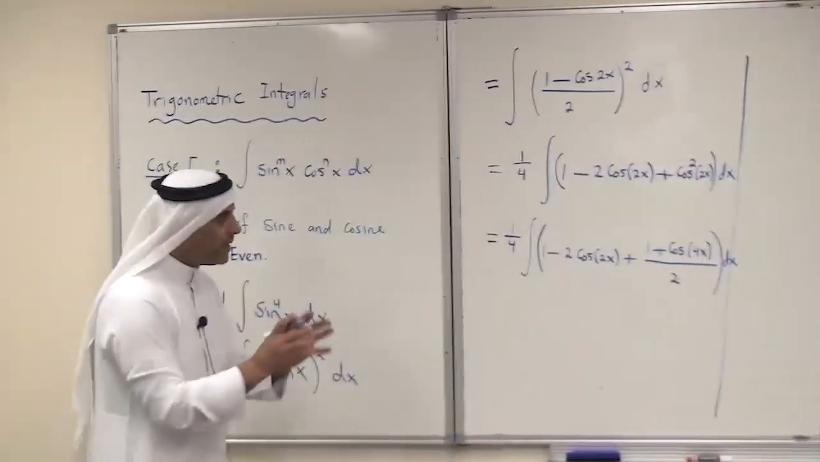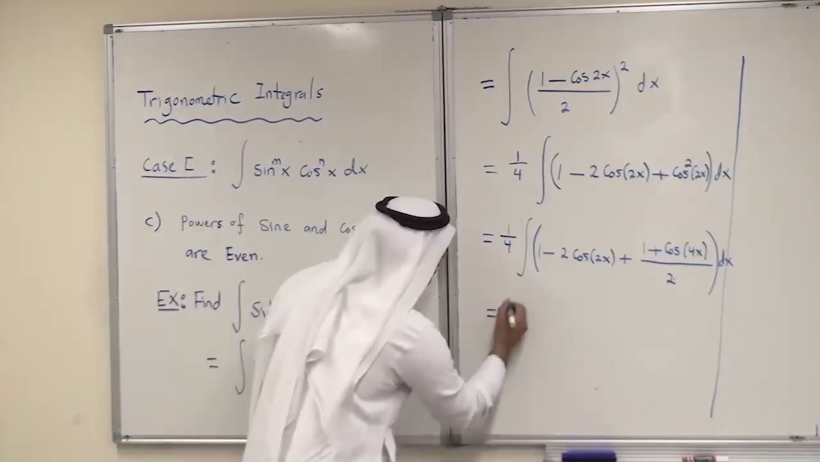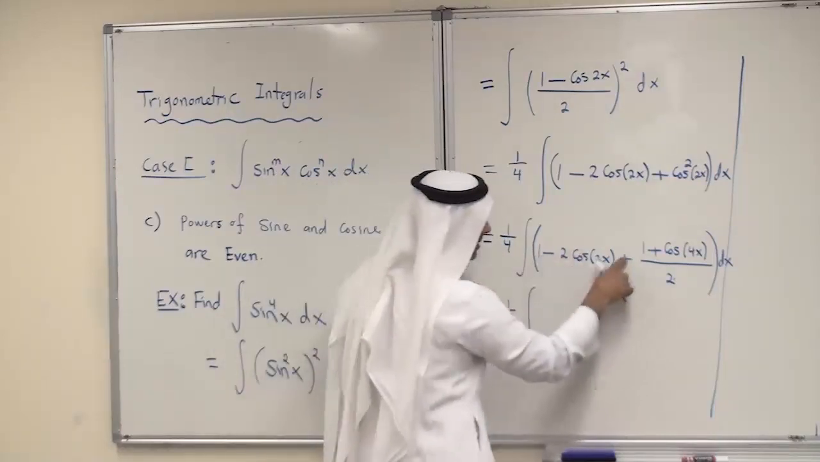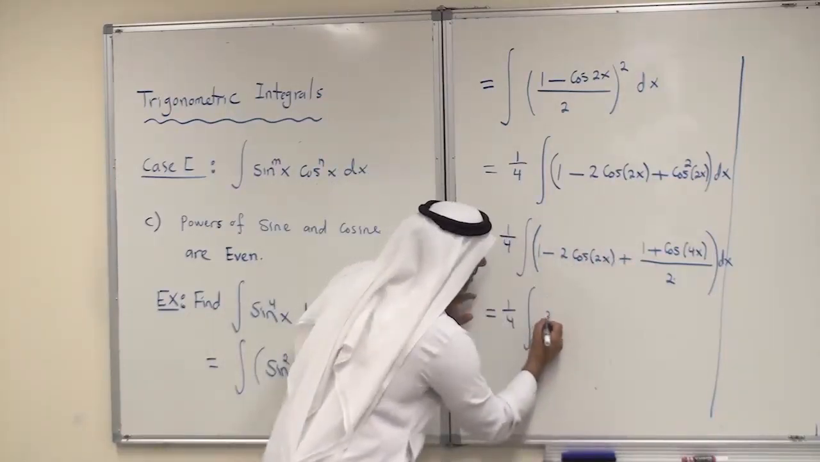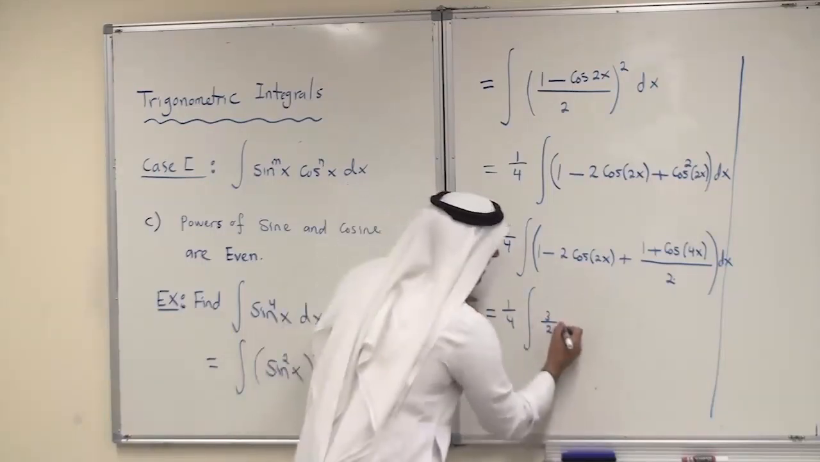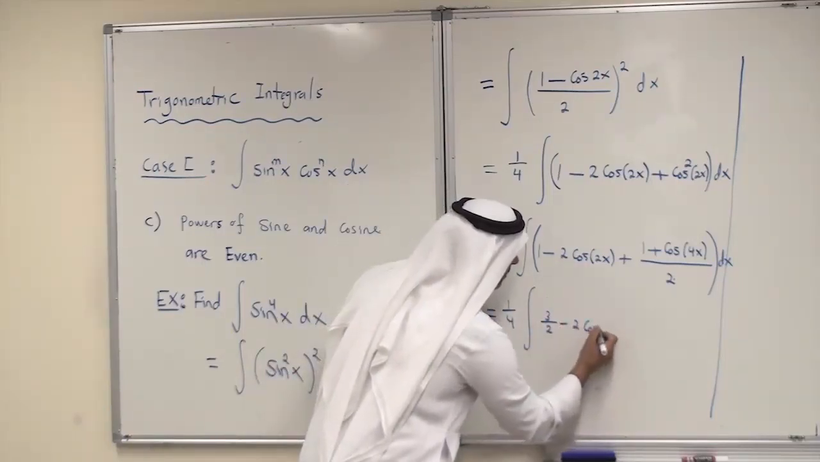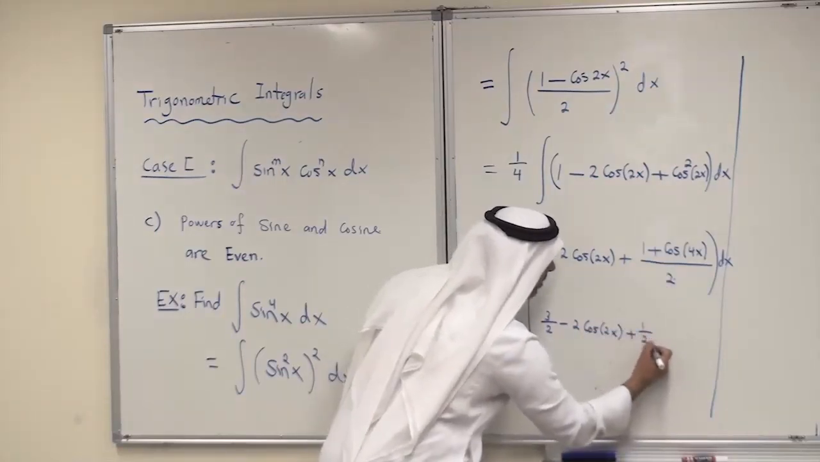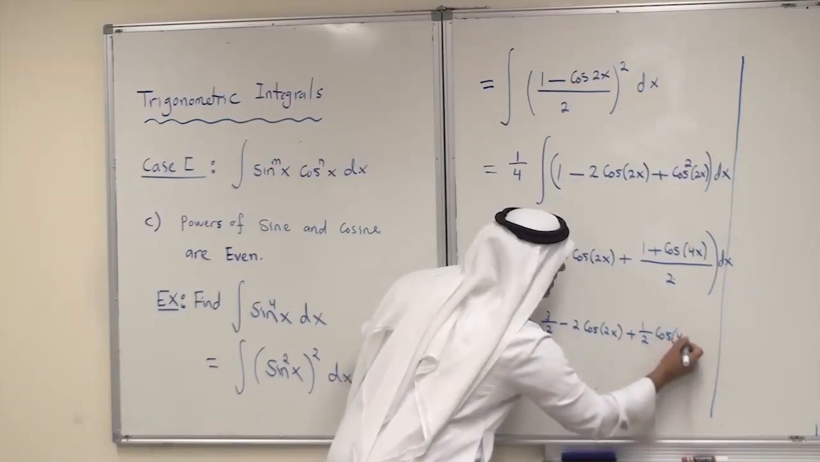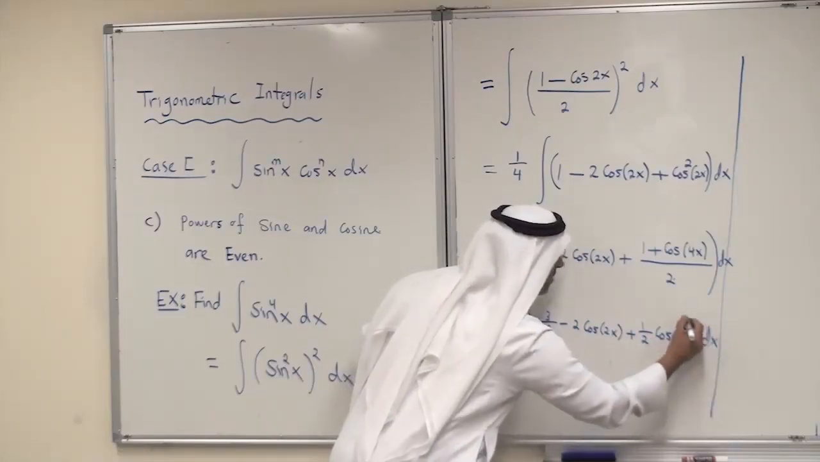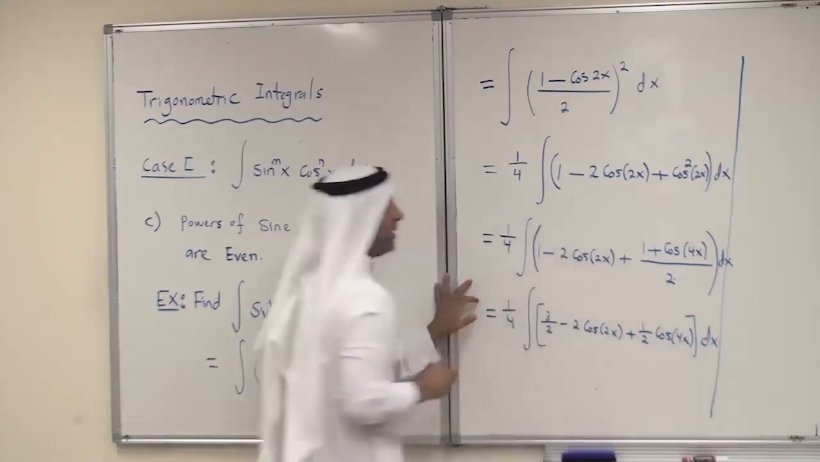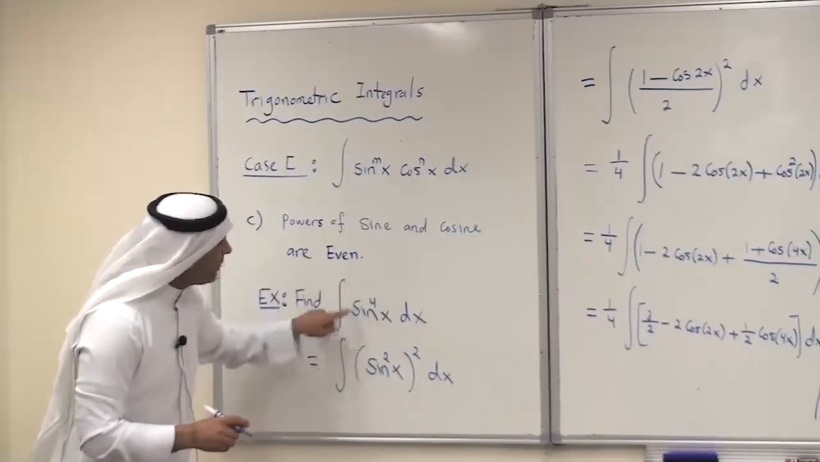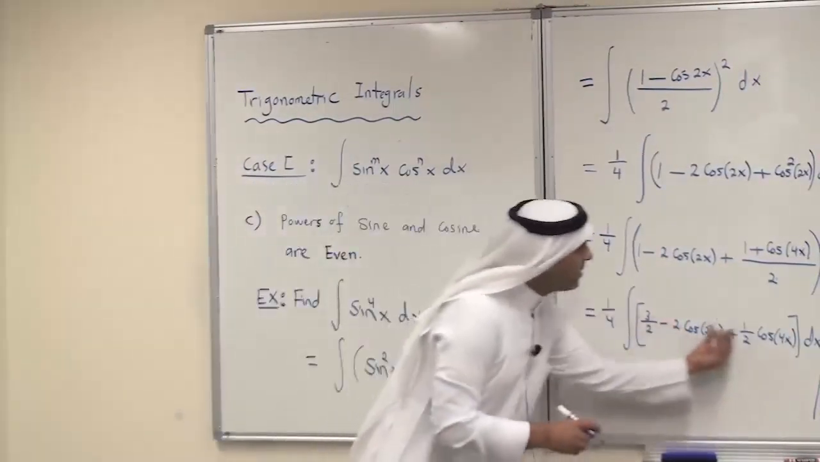Let us simplify more and then get the answer. Look, I have 1 over 4 times the integral of 1 plus 1 half, that is 3 over 2, minus 2 cosine of 2x plus I have here 1/2 of cosine of 4x. That's it. Integrate this one with respect to x to get the final answer. So let us integrate now to get the final answer. What we did actually, we are transforming sine to the power 4 into some elementary functions like cosine only.